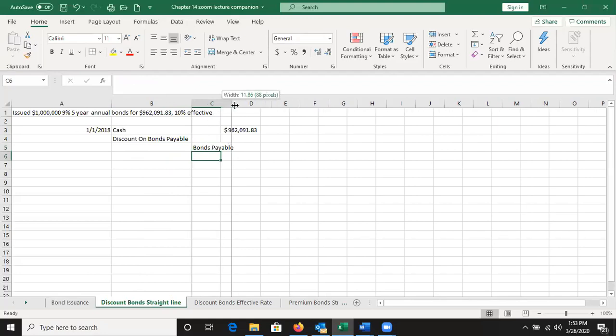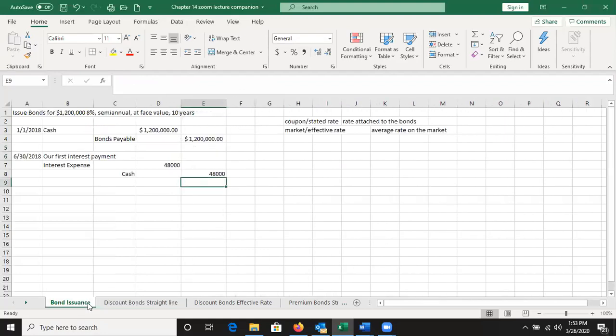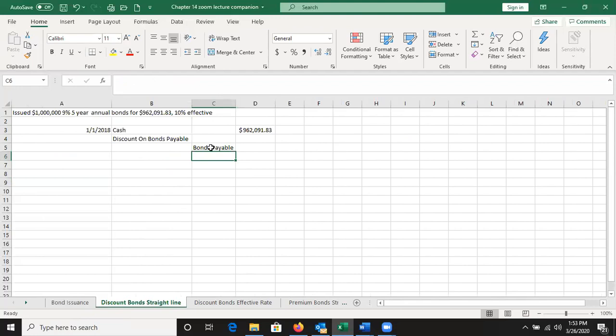So bonds payable, again, just like in this first one, it's the long-term liability. We credit bonds payable for what its face value is. So that's the value that's actually attached to the bonds. So $1 million in this case.